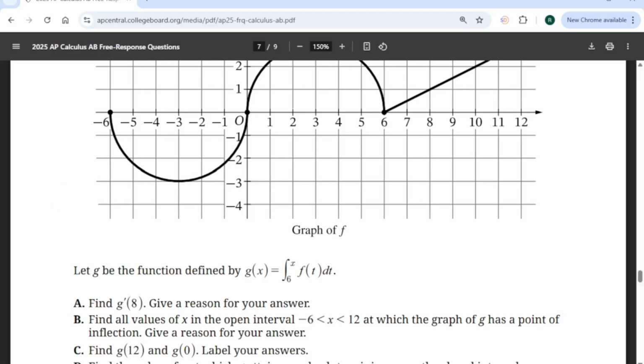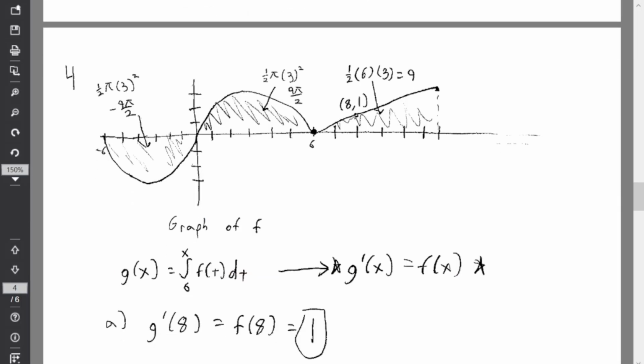In part A, they tell you to find g prime of 8 and give a reason for our answer. Well, our reason for how we know what g prime is: g prime is f. So if I want g prime of 8, g prime of 8 is f of 8. And if I count along the slope, which is 1/2, I can find that f of 8 has to be 1.